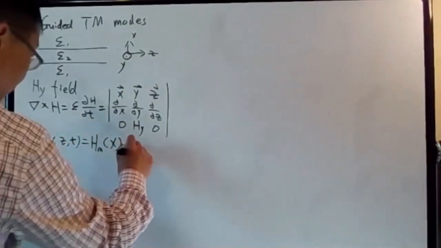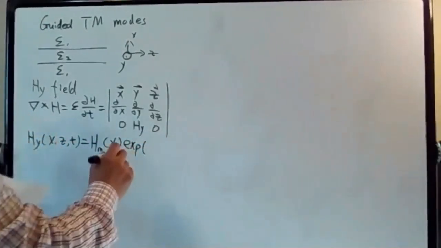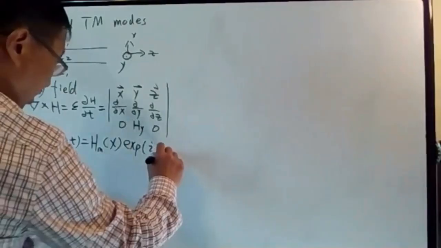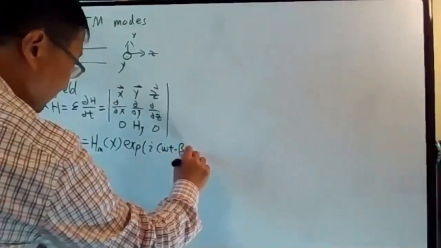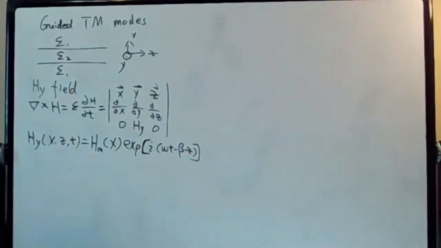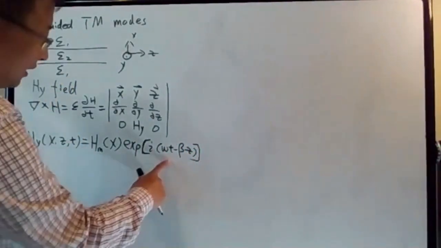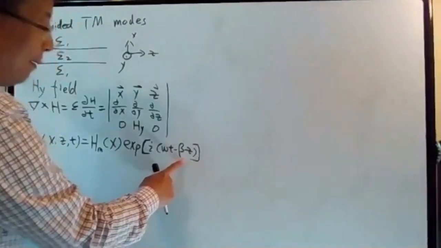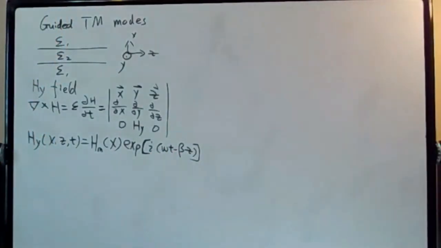HM of x, exponential i omega t minus beta z, right? So this is time harmonic. This is the propagation, right? Beta is our propagation constant, which is related to the dispersion, right? That's what we originally learned from this dispersion, right?